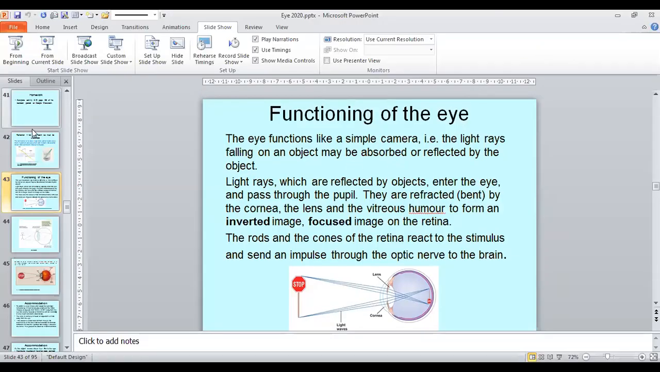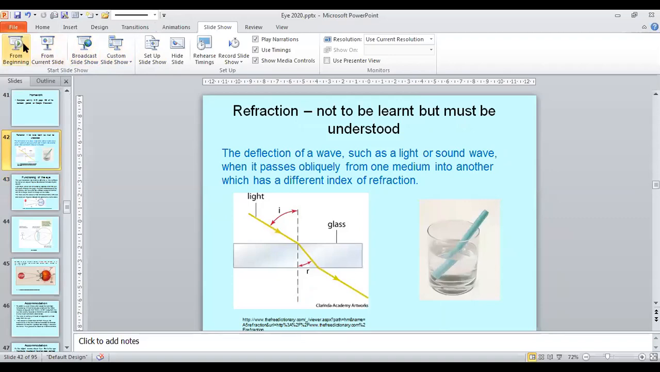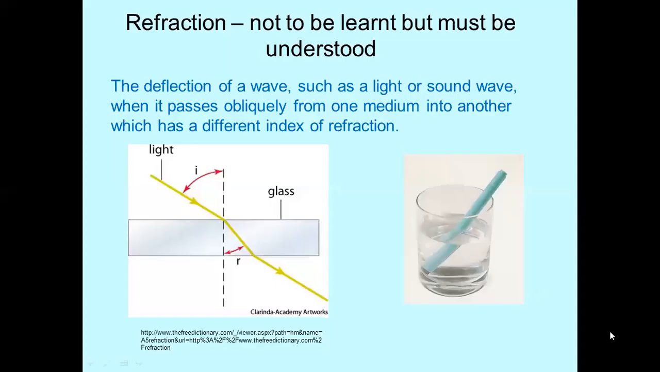Okay, so we are going to first of all talk a little bit about light, which I'm sure that you learned about in physical science in grade 8 and 9, if not before then. You don't have to learn this, but you have to understand this concept. So when a light ray or a sound wave passes obliquely from one medium into another, which has a different index of refraction, the light ray gets bent. That's all you have to know.